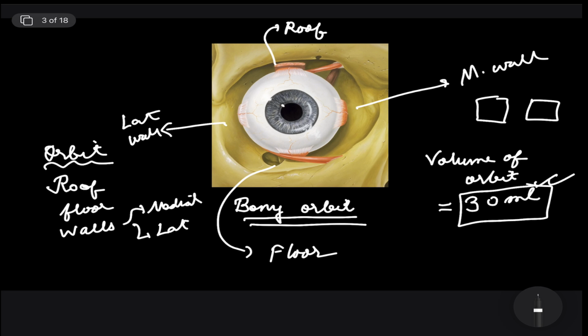It is 30 ml. Because if you think about it, the eyeball is a structure that is situated within the orbit, but it is not the only structure. There are a lot of other structures in the orbit as well. There is the fat, the extraocular muscles, the nerves, the blood vessels, all of them are lodged in the orbit as well. So the orbit needs a lot more volume, which happens to be 30 milliliters.